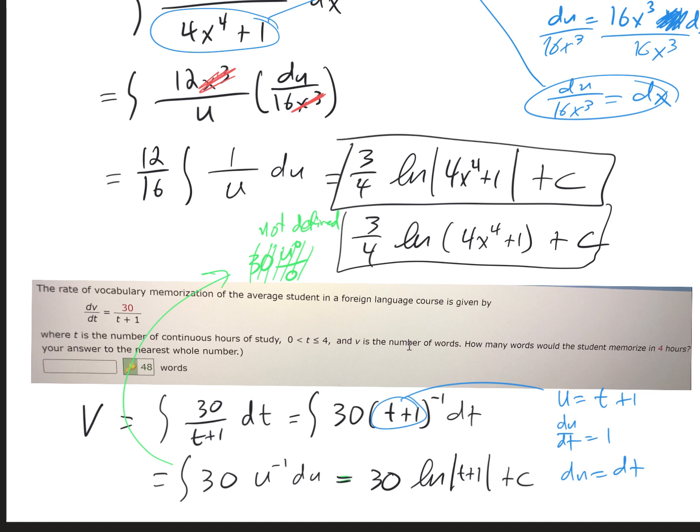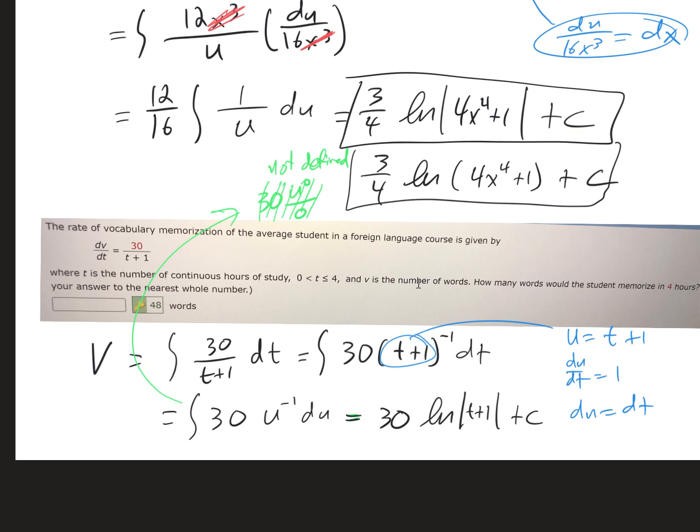Now, they did tell us that t has to be between 0 and 4, so we know that t is positive, so we can drop these absolute value symbols. Let me give myself a tiny bit more room here, and let's do that. So this is 30 natural log of t plus 1. You might ask yourself, well, what would c be equal to? Well, if t is allowed to be 0, like what would the lower limit be? Then that means you would be looking at the natural log of 1. The natural log of 1 is defined to be 0, so 30 times 0 would be 0.